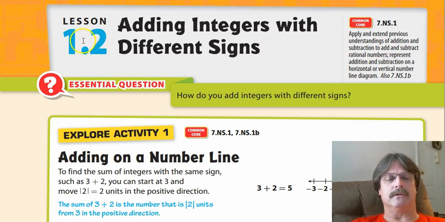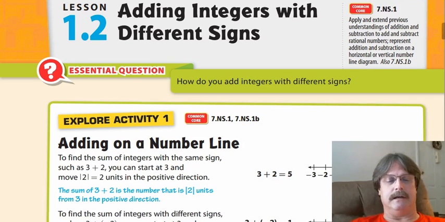Good morning. Today we're going to talk about lesson 1.2, adding integers with different signs. We're going to focus on the Common Core 7th grade standard Number Systems 7.NS.1, along with 7.NS.1B. So the question is, how do you add integers with different signs?